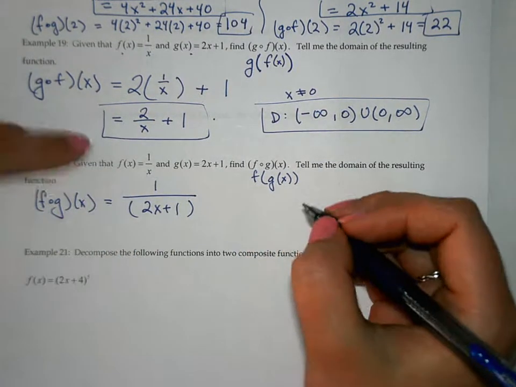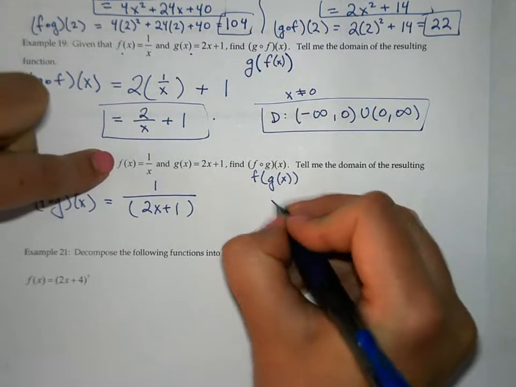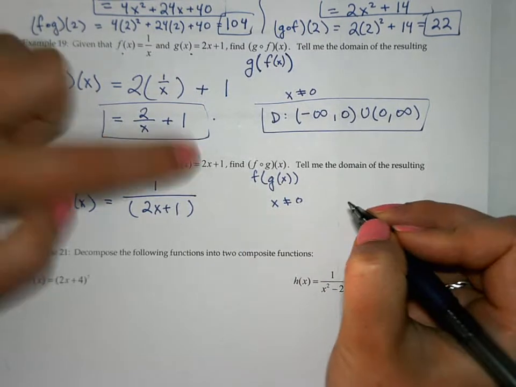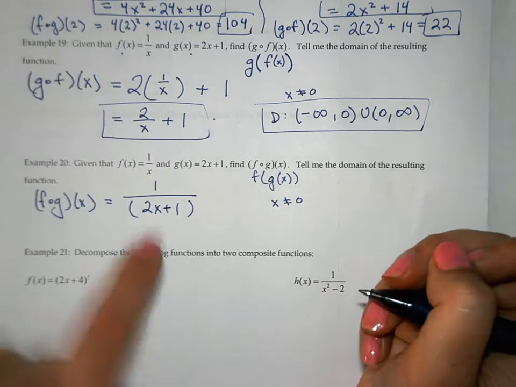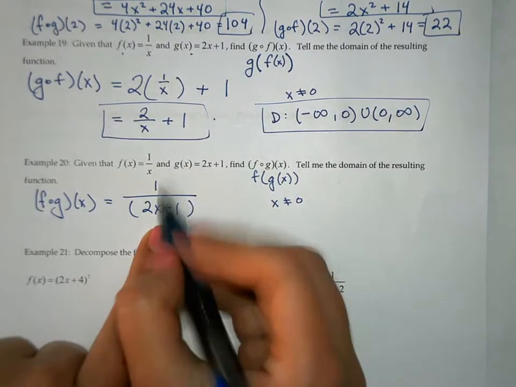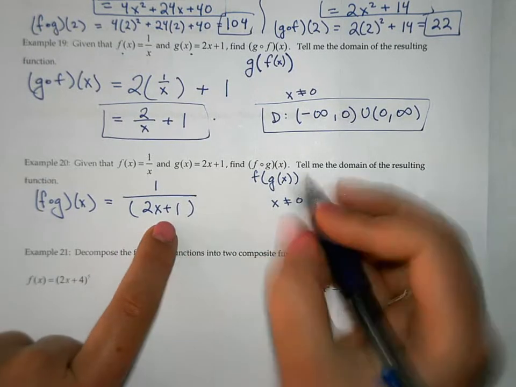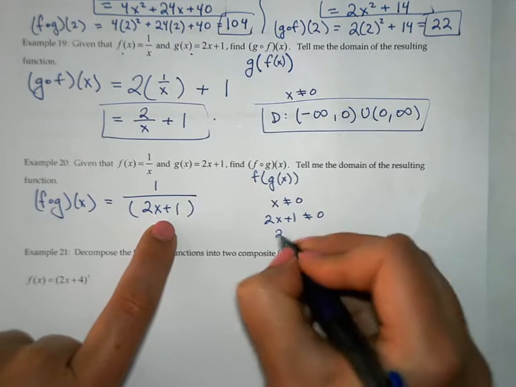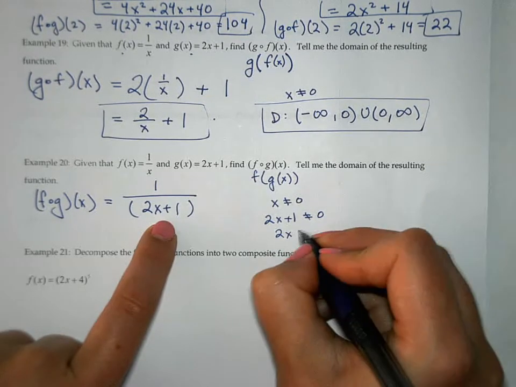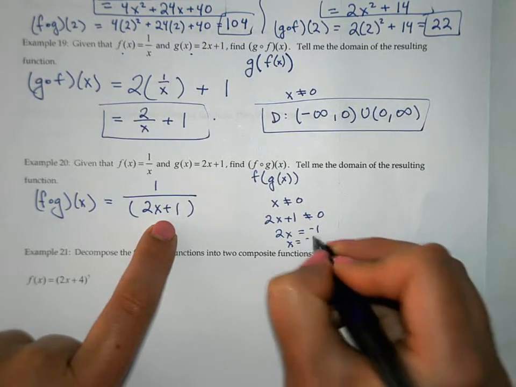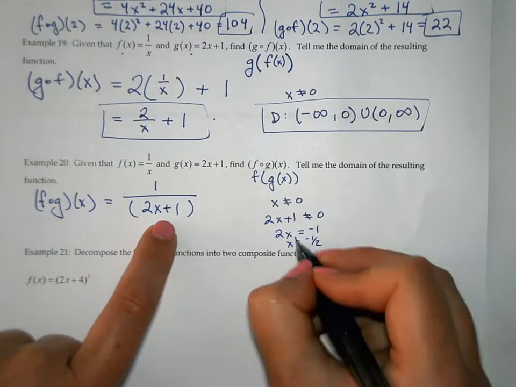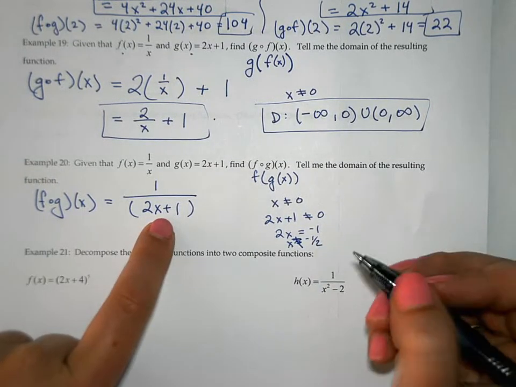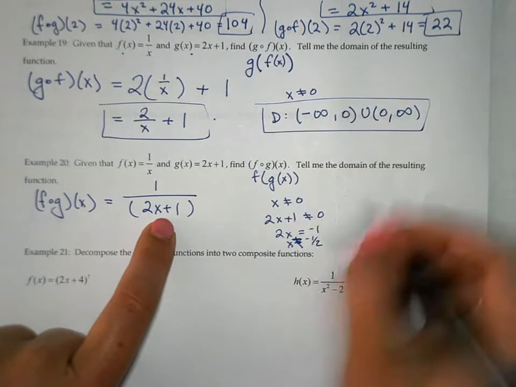Now when we look at the domain, again, from the f of x function, x cannot be 0. No problems with 2x plus 1. But now the result is different. This stage here cannot be 0. So 2x plus 1 cannot be 0, which means 2x equals negative 1, x equals negative 1/2. x cannot be negative 1/2, or it would cause the denominator to be 0.